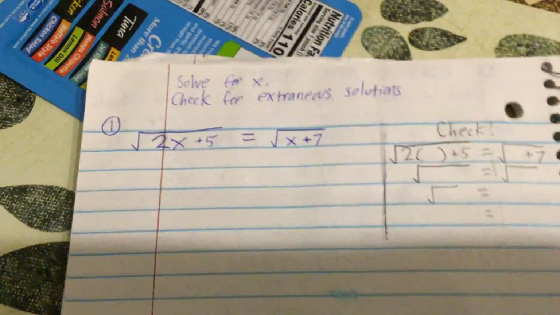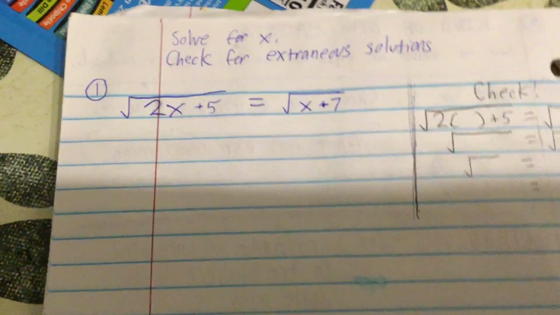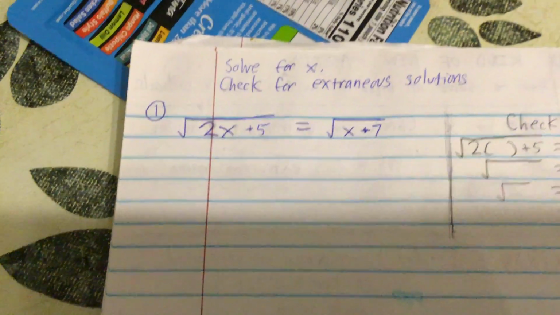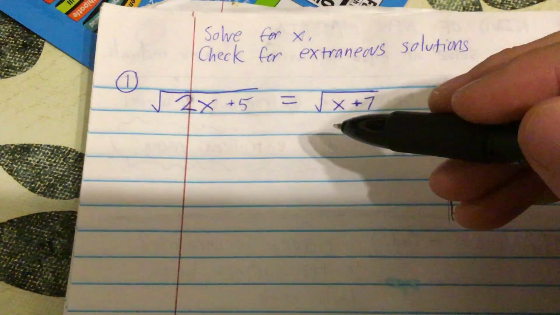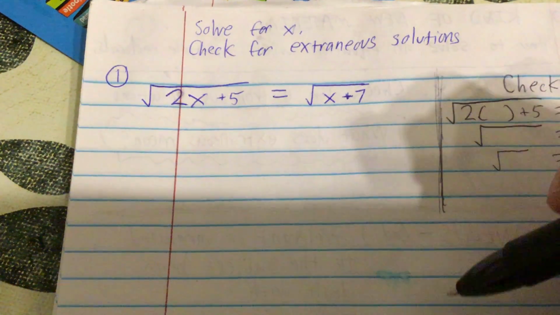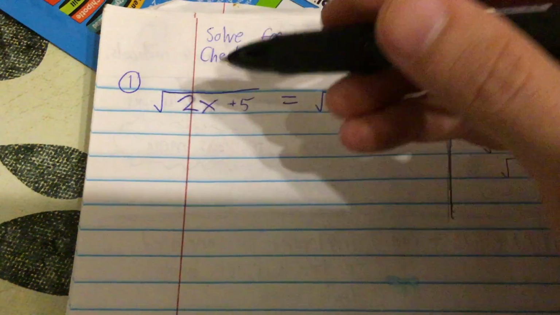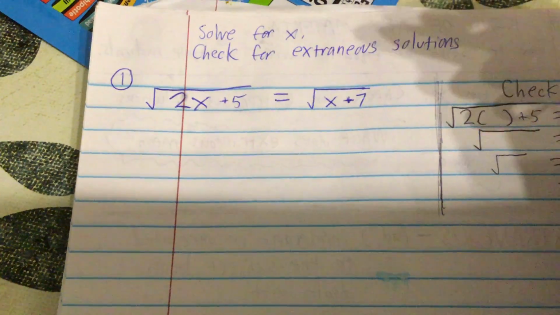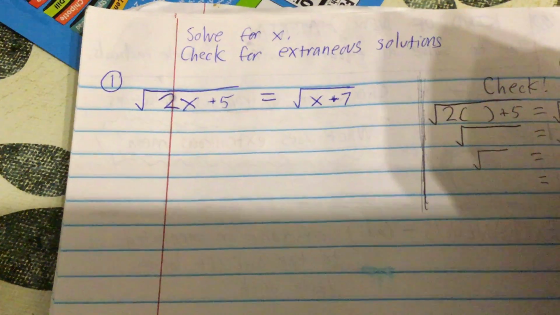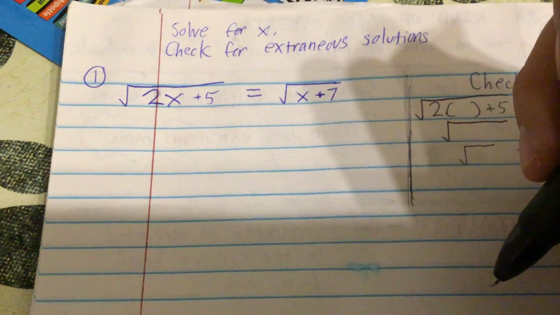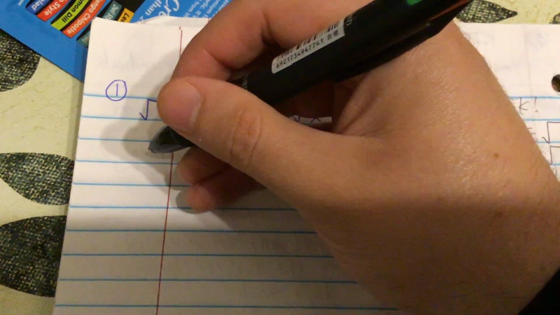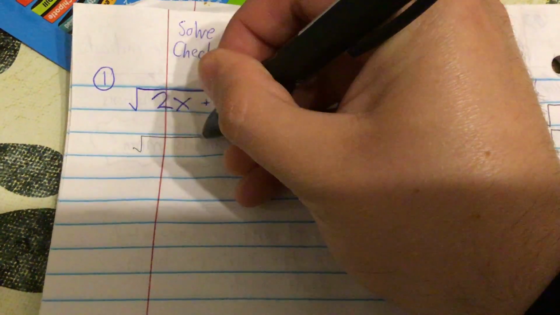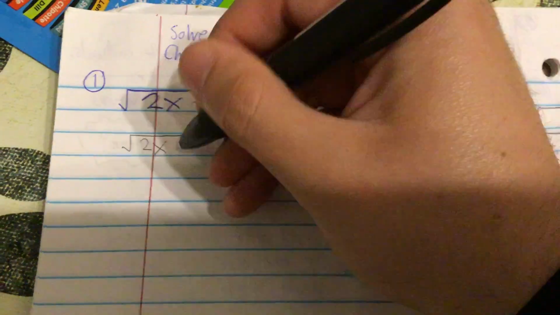Okay. So for example, let's take a look at this. The square root of 2x plus 5 is equal to the square root of x plus 7. Well, in this case, I've got square root equals square root. Knowing what we know, I want to get rid of those square roots. And what gets rid of those square roots? Squaring both sides.